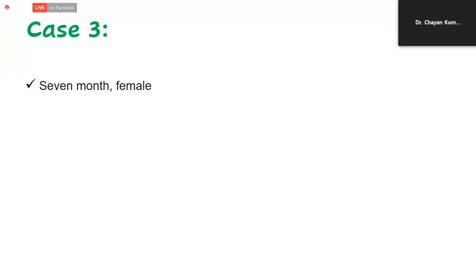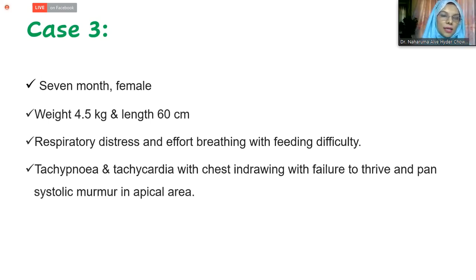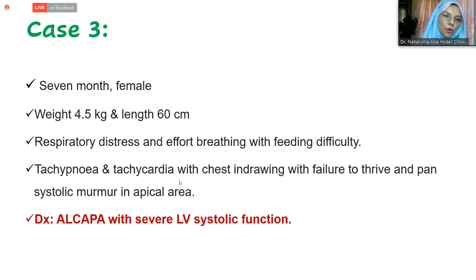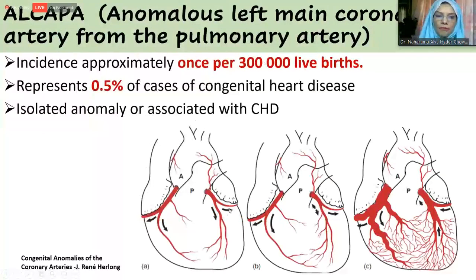Time is very short. This is my last case, a 7-month female child having features of heart failure, and this is the abnormal origin of the left coronary from the pulmonary artery with severe LV dysfunction. This is very rare. If we think what is happening here, the anomalous artery is arising from the pulmonary artery. At birth, the direction will be antegrade because the PA pressure is high. But what happens after birth? PA pressure comes down, so collaterals develop and the flow becomes retrograde.